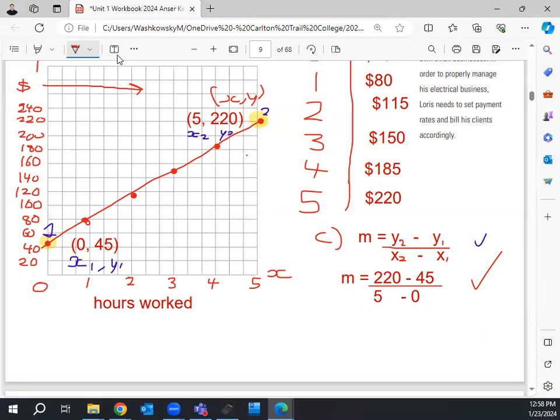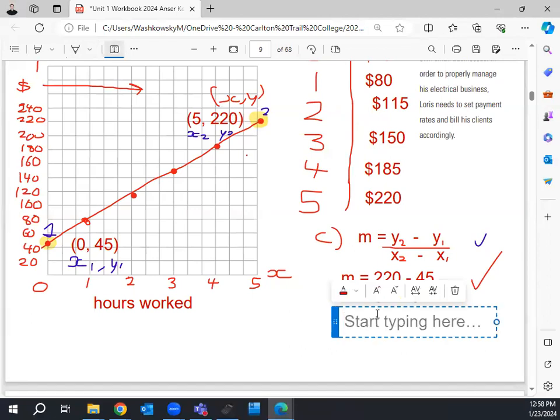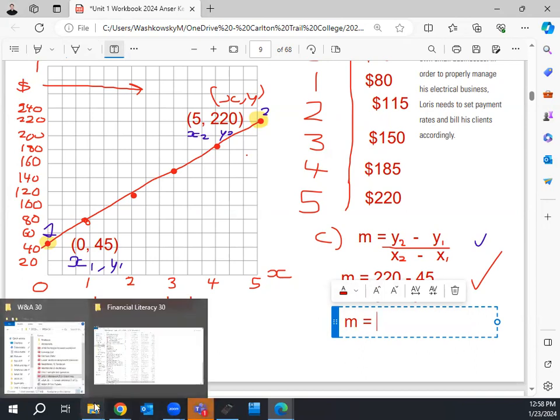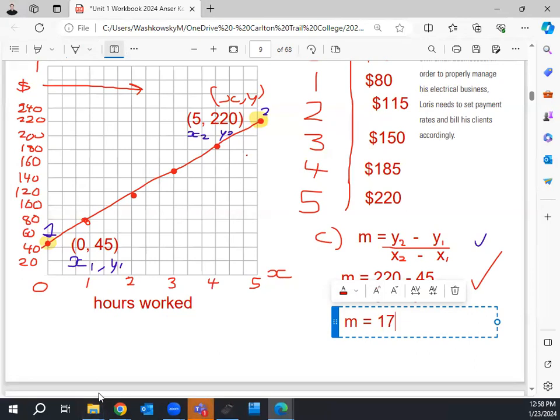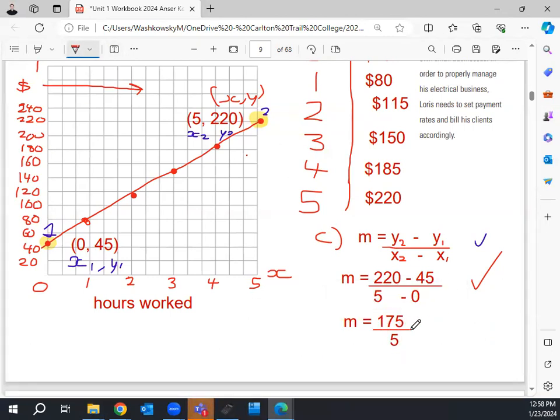So I'm going to take 220 and subtract 45 from it. That's going to give me 175. And 5 minus 0 is obviously going to give me 5. Now I have a slope. It rises 175 dollars for every 5 that it runs.